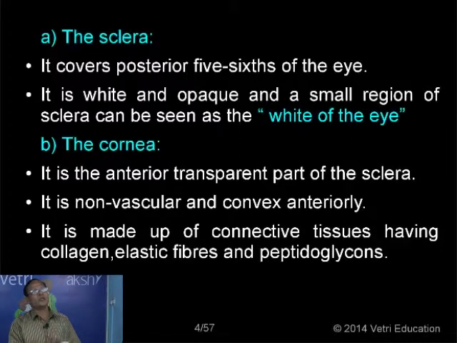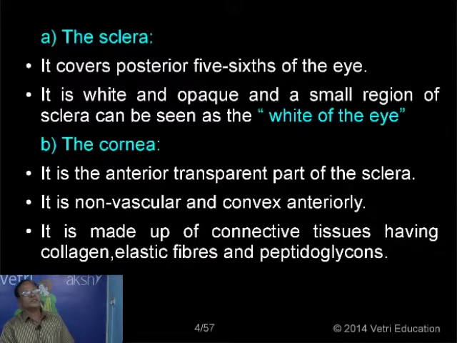It's normally white in color. You could see also an opaque image. Even you can see a small region of this layer as the white of the eye. What we can see as white color is nothing but the outer fibrous coat, namely the sclera. It forms the white of the eye. We can see only a small portion of the sclera as the white of the eye.